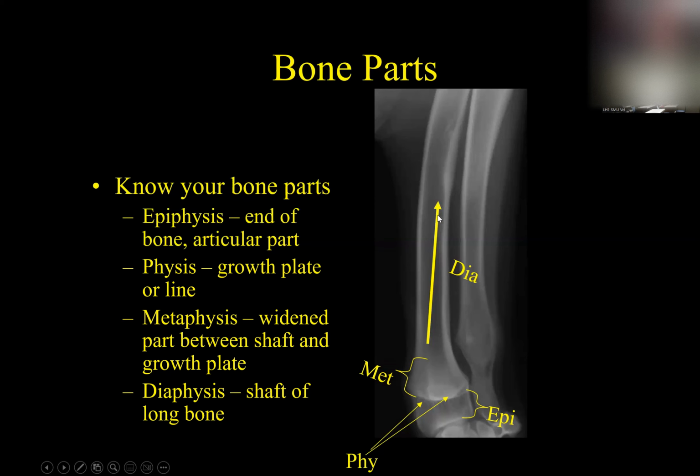So again, the diaphysis is the big long shaft of the bone. Where it flares out on either end is the metaphysis. Then you have the growth plate itself, which is the physis, and the distal end or proximal end of the long bones is called the epiphysis. That's the part that's next to the joint.